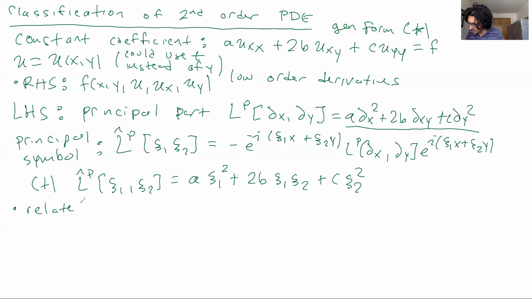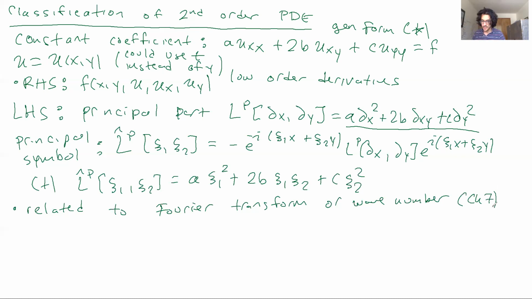And it's really related to Fourier transform, okay, for wave number, if that's familiar to you, okay? We'll circle back to these topics when we cover chapter 7 of Shearer and Levy, okay? And really, this thing dagger, that's my dagger there, can be examined to classify our PDE, okay?